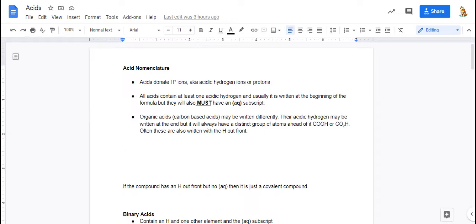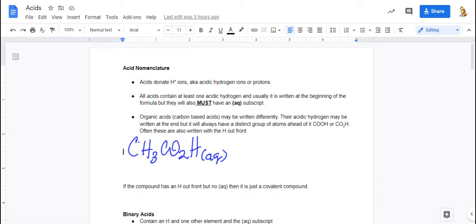Organic acids, carbon-based acids, may be written a little differently. Their acidic hydrogens may be written at the end, but it will always have a distinct group of atoms ahead of it, like a COOH or a CO2H. Often, these are written with an H out front. An example of this is acetic acid. So sometimes the formula is written like that.